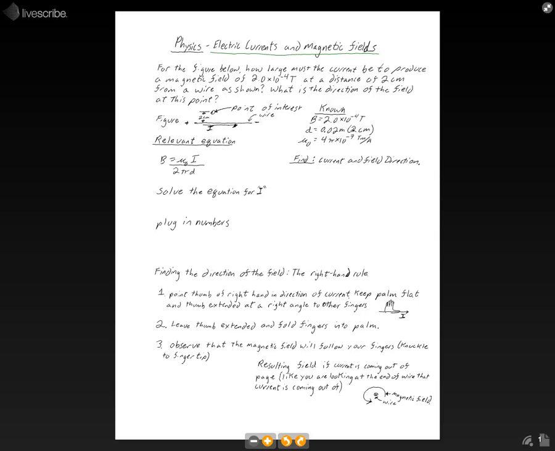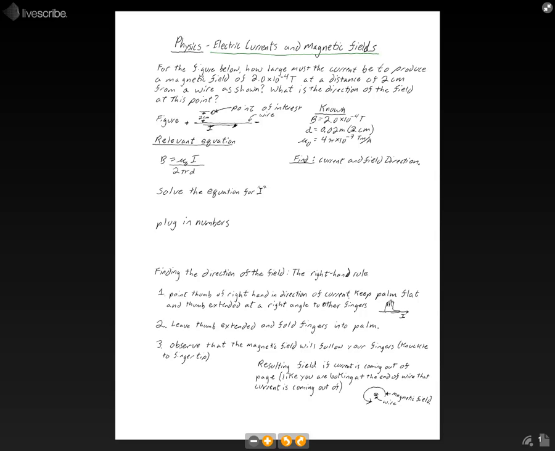So for the figure below, we have basically a wire, and there's a current flowing through it. Our question is: at some distance away from this wire, how large must the current be to produce a magnetic field of 2 times 10 to the negative 4th Teslas at a distance of 2 centimeters from the wire as shown? So what is the direction of the field at this point?